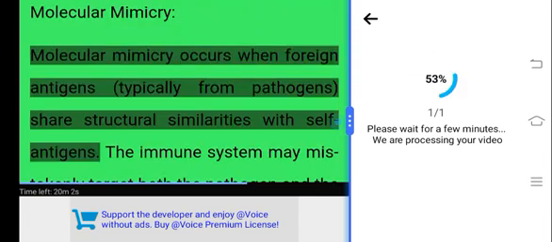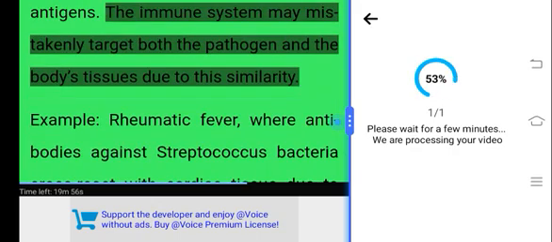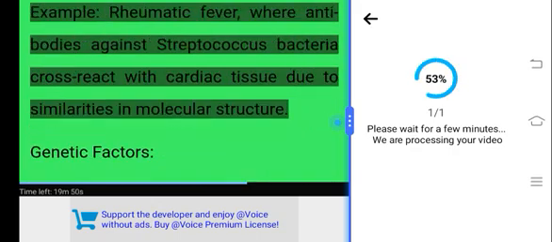Molecular mimicry. Molecular mimicry occurs when foreign antigens, typically from pathogens, share structural similarities with self-antigens. The immune system may mistakenly target both the pathogen and the body's tissues due to this similarity. Example: rheumatic fever, where antibodies against Streptococcus bacteria cross-react with cardiac tissue due to similarities in molecular structure.